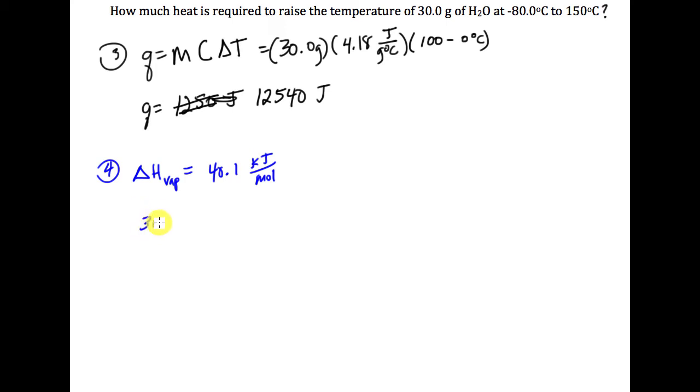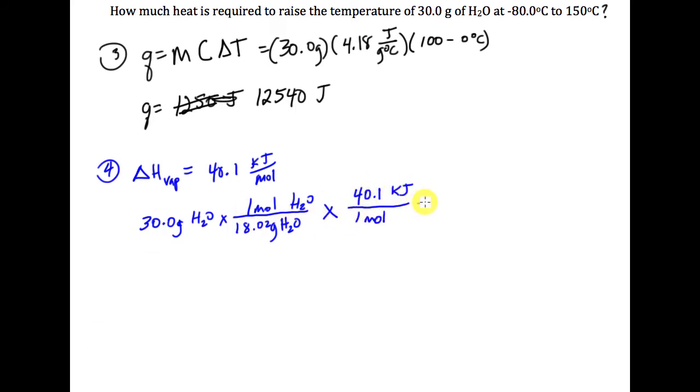So I'm going to start with my 30.0 gram vaporization, and if you do this calculation, you're going to end up with 67.76. And if you're not sure, the units are going to be kilojoules.